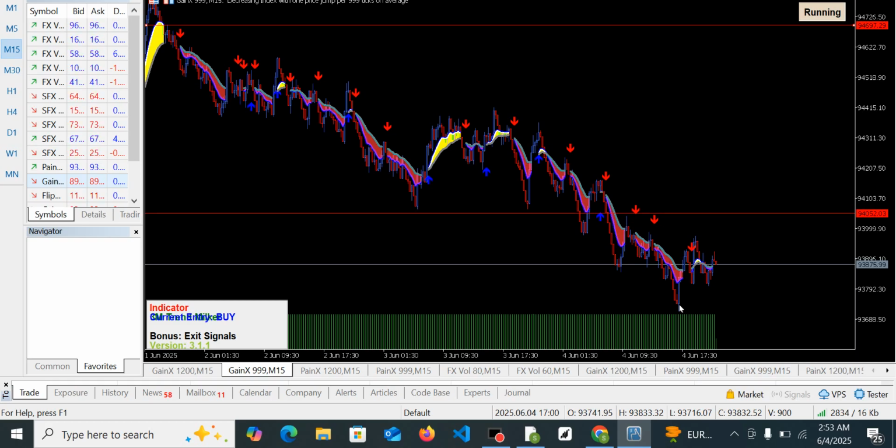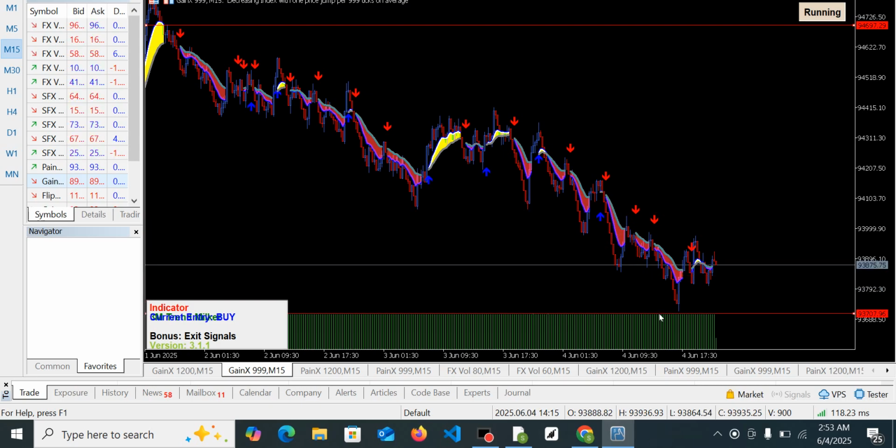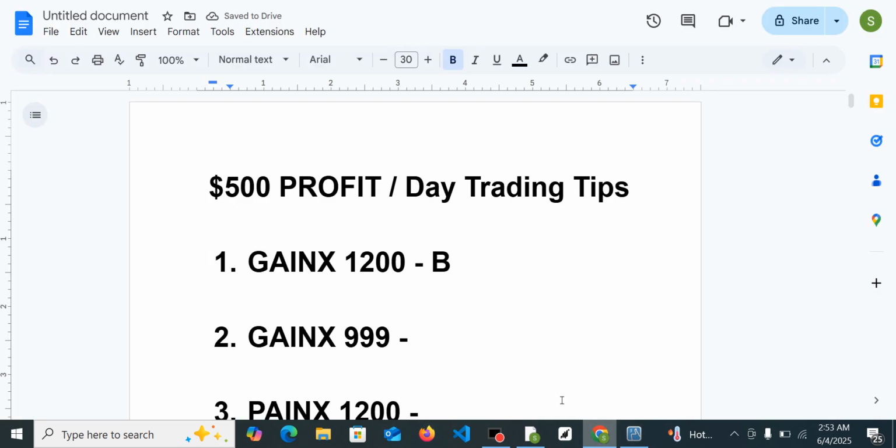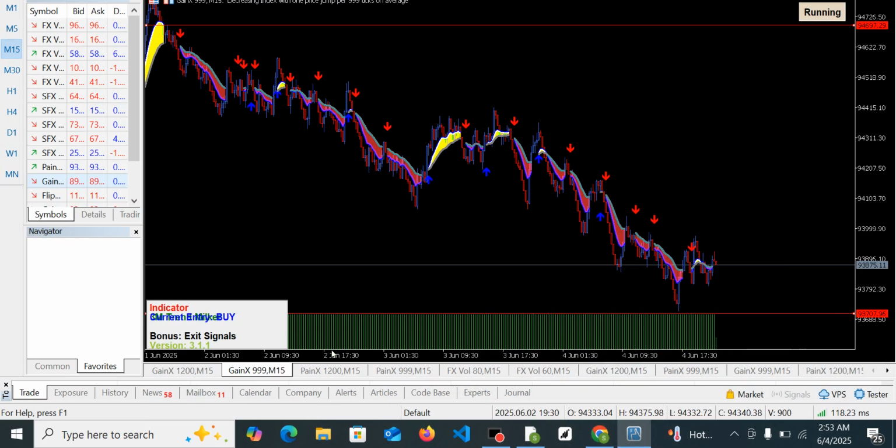If it's unable to break out below that, it will go back into a buy trend. But if it breaks out below this particular support zone, then it will keep on selling. But for now, it is buying until it breaks out below this support zone. So we should look out for that. This is still buying, but if it breaks out below the support zone, it's going to sell more. So we should understand that.